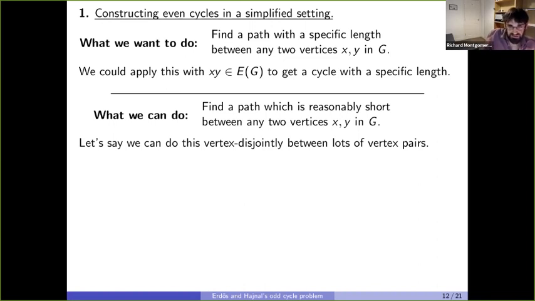That's not a very strong property, so let's assume that I can do it vertex disjointly between lots of vertex pairs in my graph. Okay. So just taking this simplified setting, this property, we can take lots of different vertex pairs and vertex disjointly connect them with short paths. Can we start to vary the lengths of the paths and gain some control over their length?